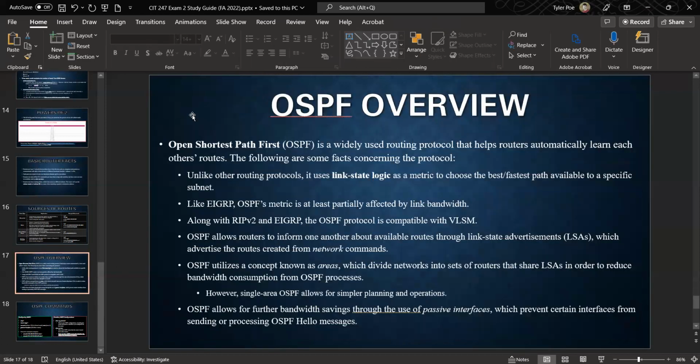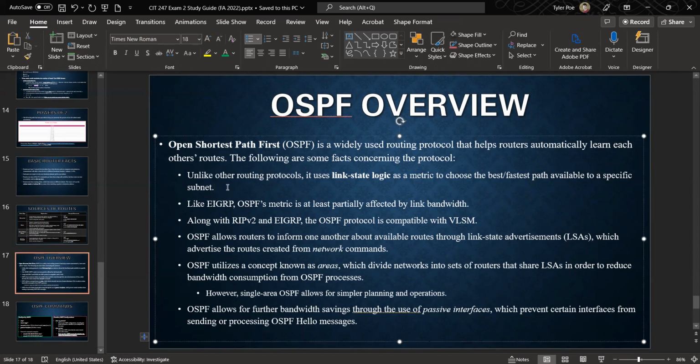Speaking of OSPF, we'll provide some facts on it that you could be tested on. OSPF is a widely used routing protocol that helps routers automatically learn each other's routes. The following are some facts concerning the protocol. Unlike other routing protocols, OSPF uses link state logic. That's going to be important. Link state logic is used as a metric to choose the best, fastest path available to a specific subnet. Like EIGRP, OSPF's metric is at least partially affected by bandwidth.